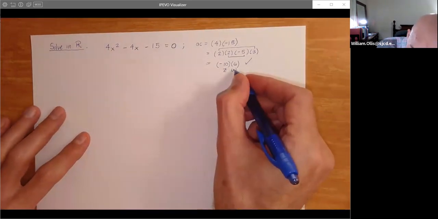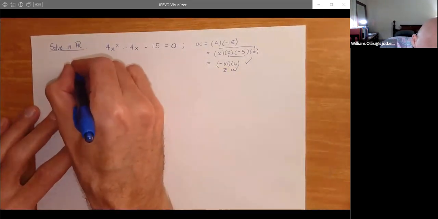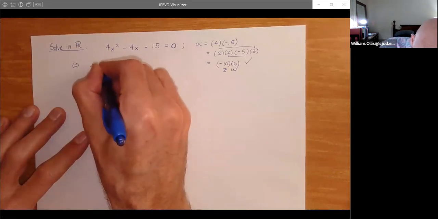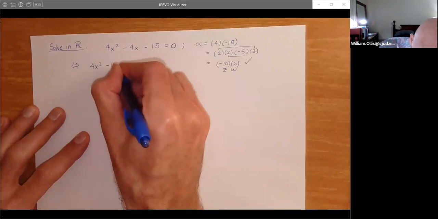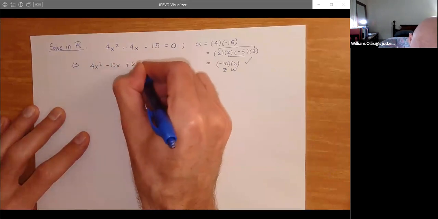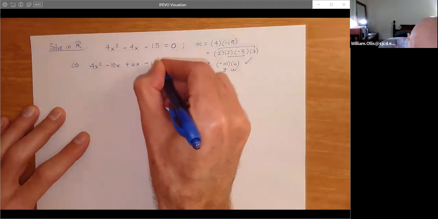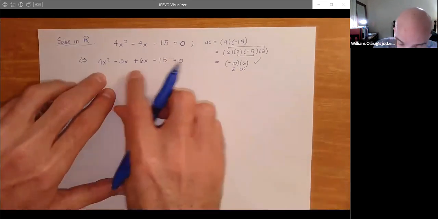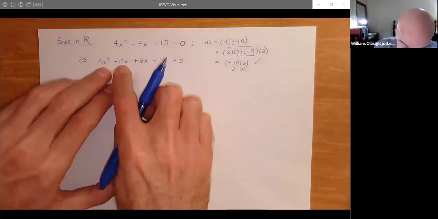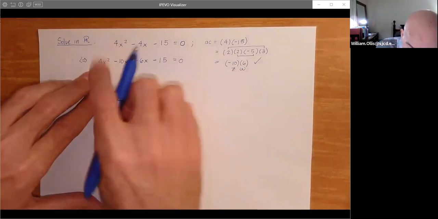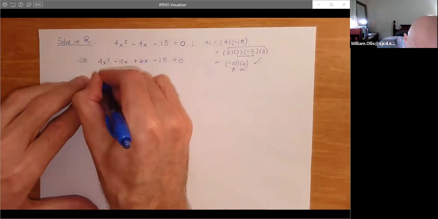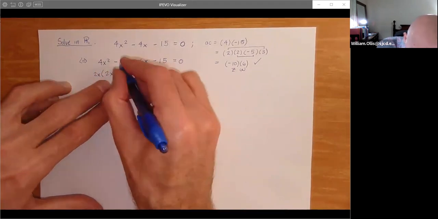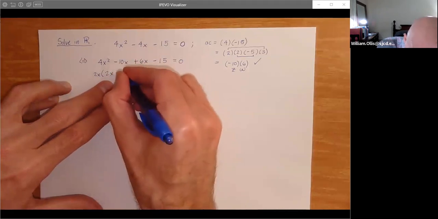So now we can rewrite the middle term. So let's do that. So we have equivalently 4x squared minus 10x plus 6x minus 15. Just like we were doing for the last class. And now we can factor by grouping. Notice here we have a common factor of 2x in both of these terms. So this leaves behind a 2x. And here we have minus a 5.